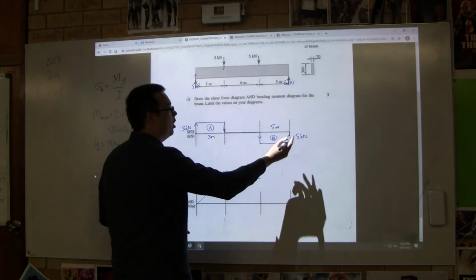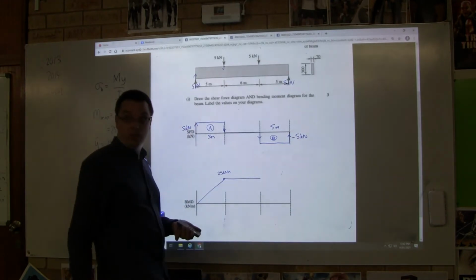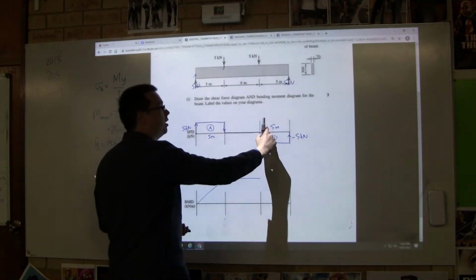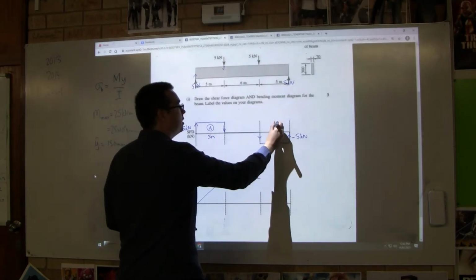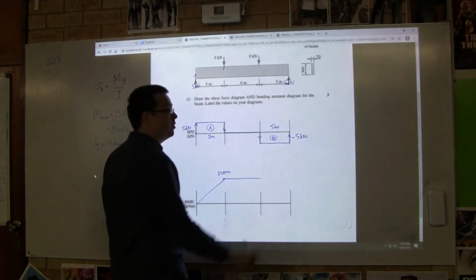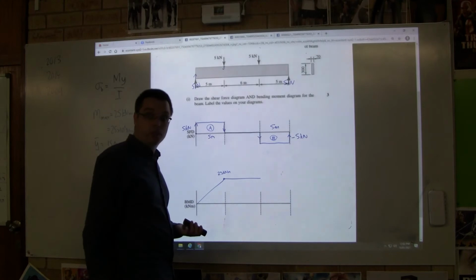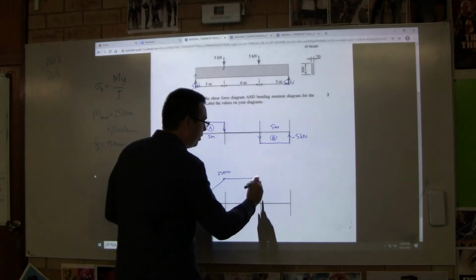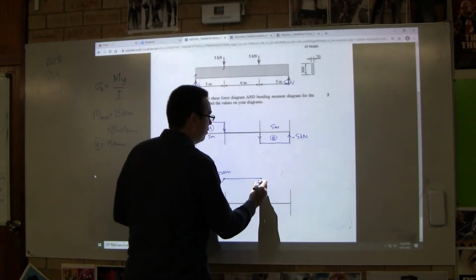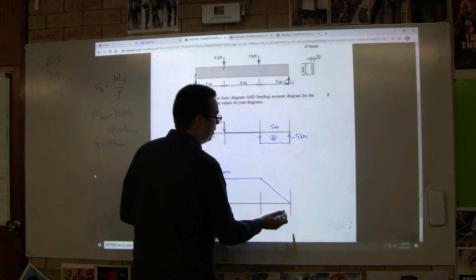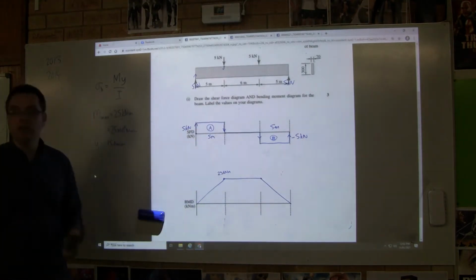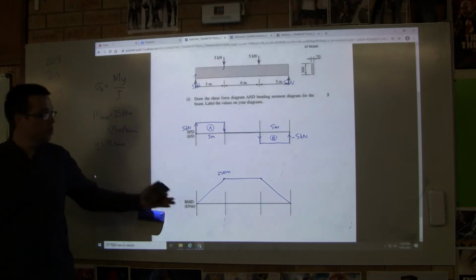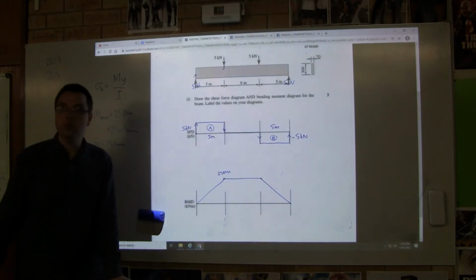And then here we have minus 5 kilonewtons. So what do we have here? That's an M. 5 times 5, but it's minus 5, is going to be what? Minus 25. So what we do is we take 25 minus 25, which gives us 0. And that is our bending moment diagram. And that's the story of how much bending there is in this whole beam.